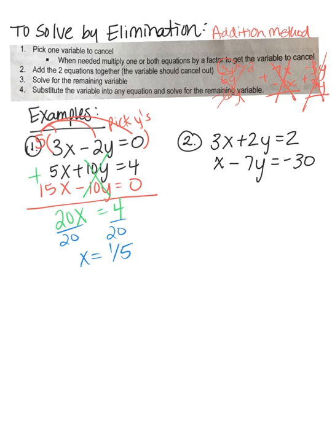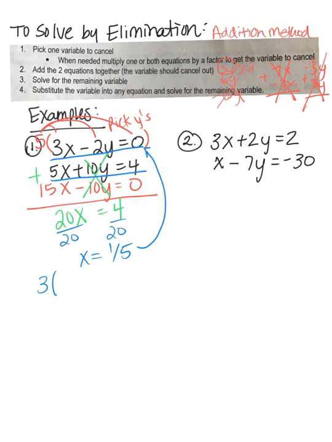Again, you're like, oh, it's not a very pretty number. That's fine, because not all numbers are going to be pretty. All right. So I have my x to be 1/5. I'm going to take that back to any of the original equations. So I can either go back to my 3x minus 2y equals 0, or I can go back to my 5x plus 10y equals 4. I like smaller numbers, so I'm going to take this back to my first equation.